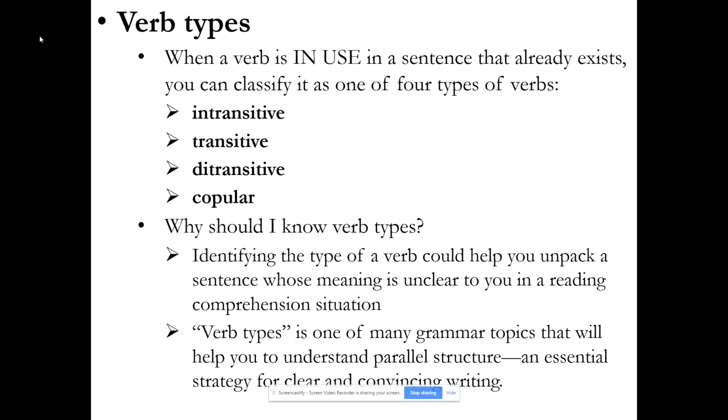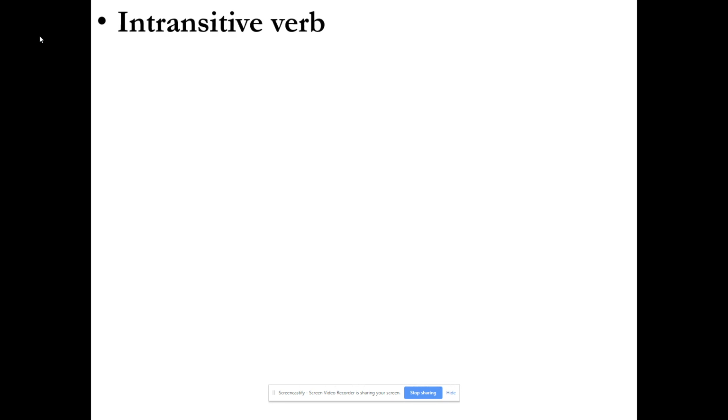So parallel structure is an essential strategy for clear and convincing writing. It can make writing really compelling, really persuasive. You need to be able to identify it. It is a rhetorical strategy you could write about in a rhetorical analysis essay. You could be asked about it in multiple choice questions on the exam. The SAT expects that you understand and can recognize various forms of parallel structure. So you need the verb types. It's essential. So let's start with intransitive verbs.